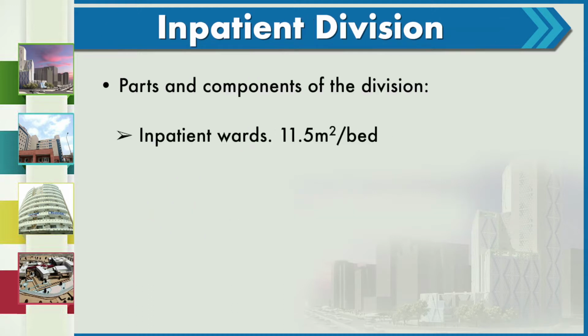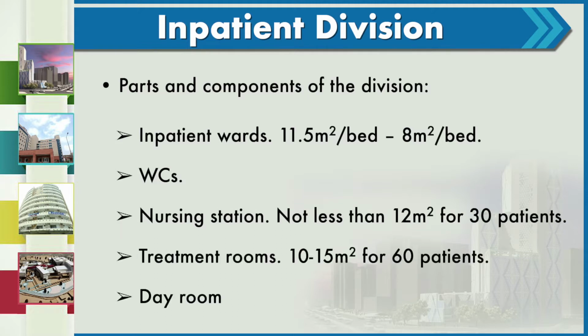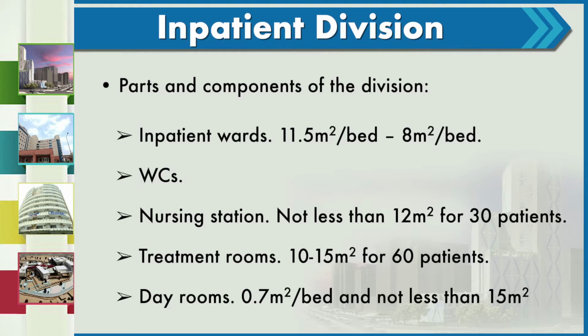So now we come to the inpatient divisions. The parts and components of this division are the inpatient wards, which are 11.5 meter square per bed or 8 meter square per bed, so this is the range. Then we have the washrooms, the bathrooms, the WCs, the sluice rooms, and the nurses stations, which should be not less than 12 meter square for a 30 bed ward.